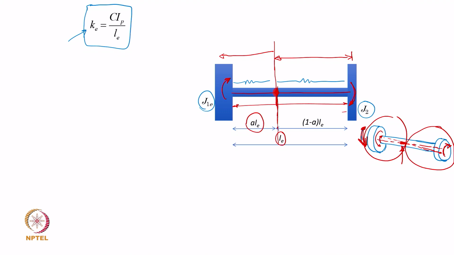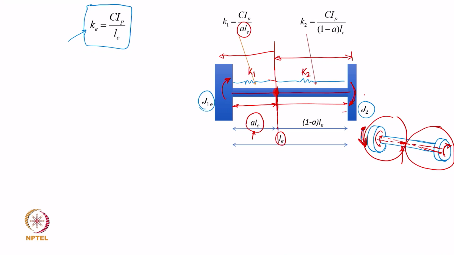Now, the stiffness of this spring and the stiffness of this spring can be denoted as K1 and K2. And what will be K1? K1 will be G or C, whatever symbol you use for shear modulus, IP into the length. Now, the length of this part of the shaft is already assumed as ALE, so this length is taken for denoting the stiffness of this part of the shaft. The remaining part of the shaft is K2. So, that spring has CIP upon 1 minus A times LE, the length of this part of the shaft.